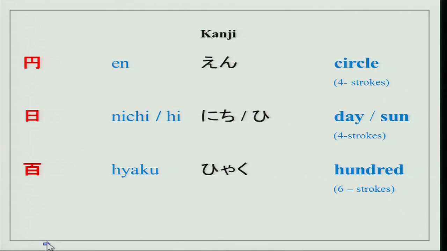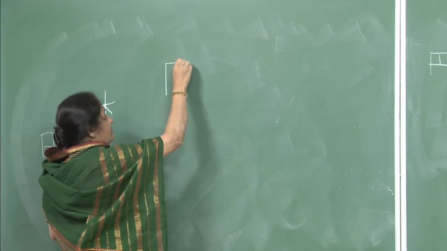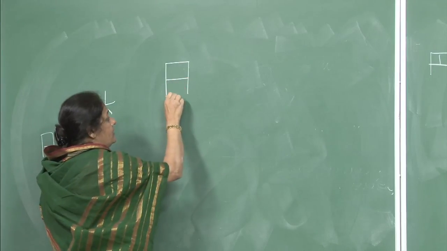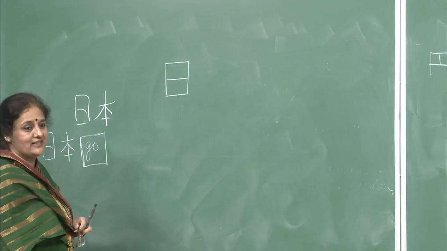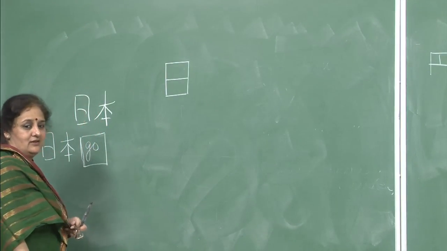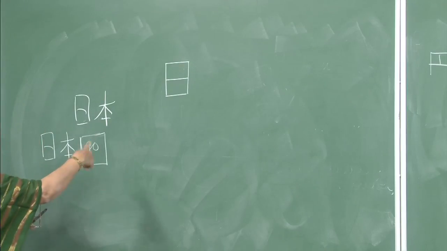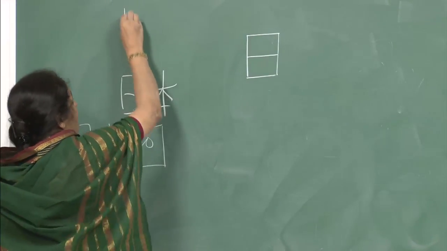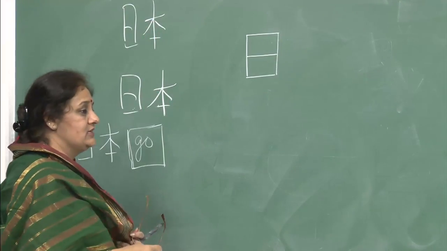So, please, this new character for you is four strokes. 1, 2, 3 and 4. Anywhere you see this written, it signifies light, day, date and of course, sun, because all of this is finally related to the sun. And of course, we have done Nihongo, Nihon, which is Japan.